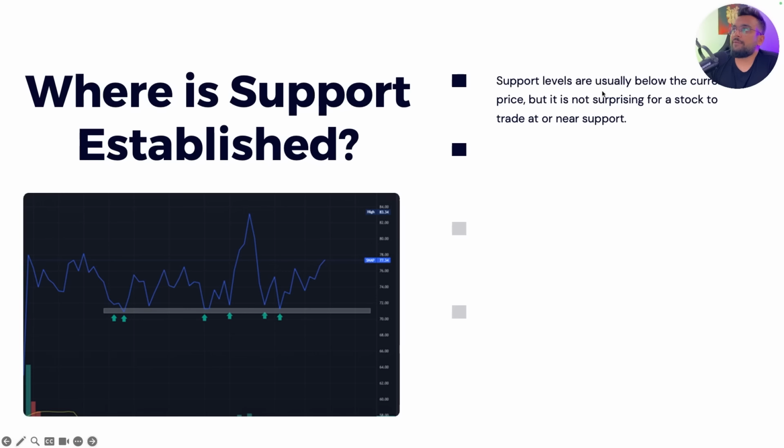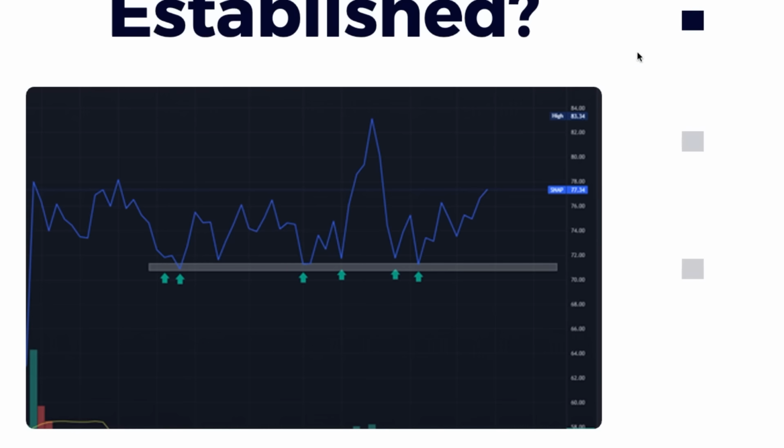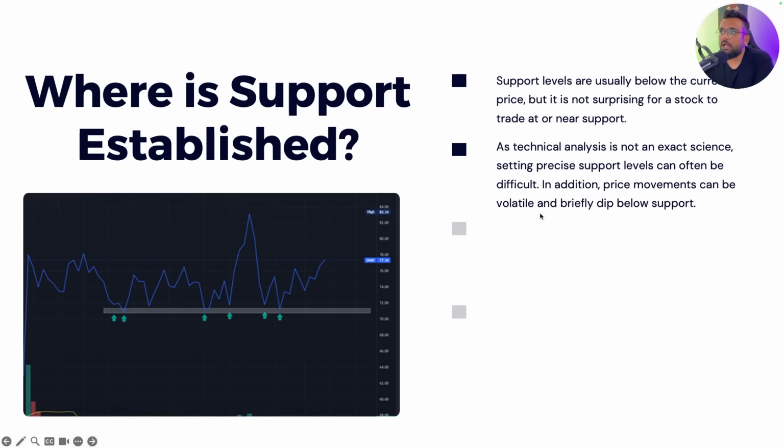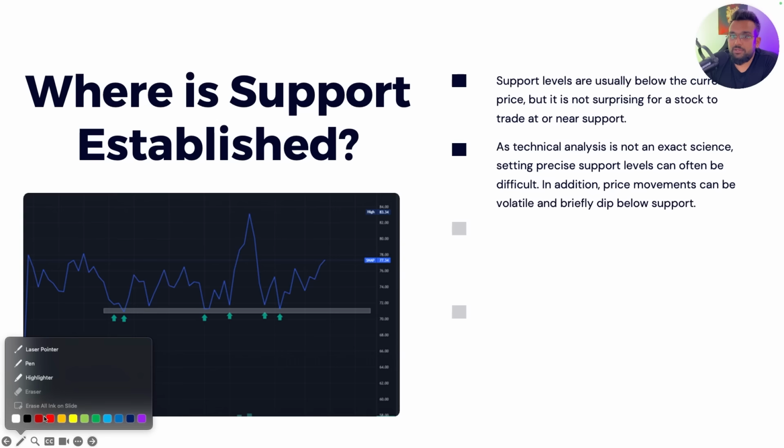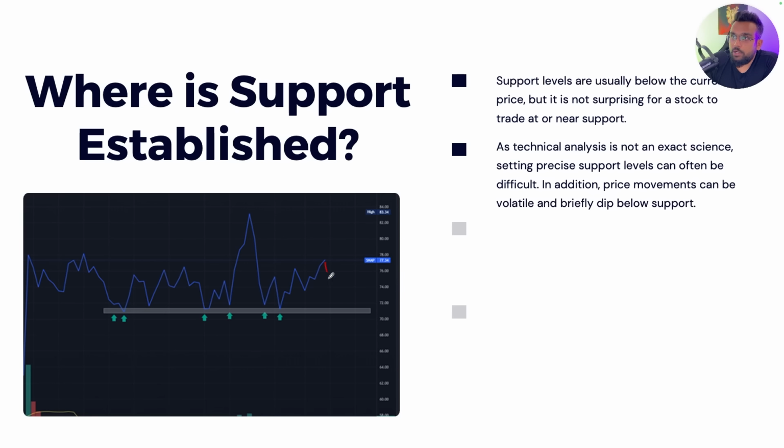which is why it's always recommended to draw a zone like this on your charts. Support levels are usually below the current price, but it is not surprising for a stock to trade at or near support. Support is usually at the downside, okay? As technical analysis is not rocket science, setting precise support levels can often be difficult. In addition, price movements can be very volatile and briefly dip below support, and those are called fake outs. This is what happens. It will drop below like this, make a little wick, and shoot up. And it's okay. You see what I'm saying? It's okay. That's why you need certain strategies to jump in.